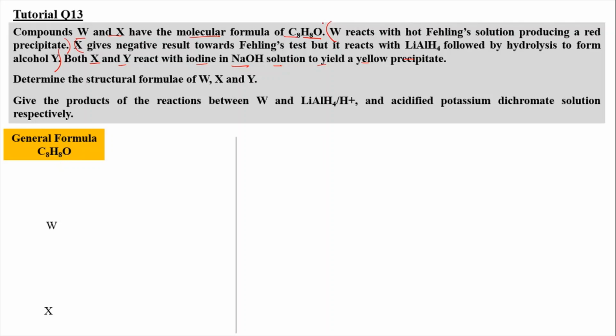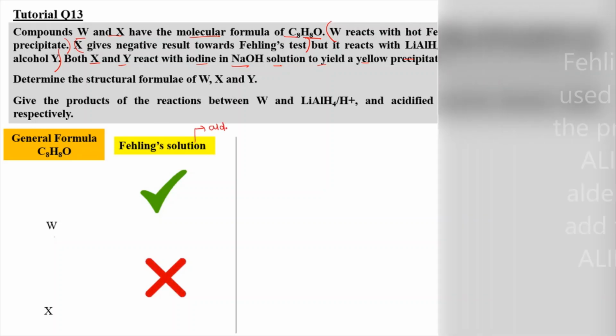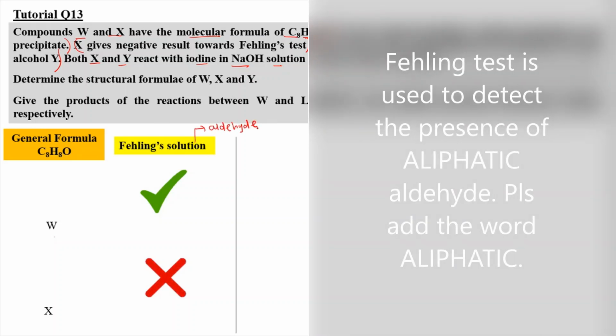However, W reacts with hot Fehling solution, producing a red precipitate. Okay, so Fehling solution, W will react. However, X will give the negative result toward Fehling test. Okay, so X will give a negative result. For W, it's going to be a positive result. So Fehling solution is used to detect the presence of aldehyde. So when it is positive, it means that the structure here is an aldehyde.